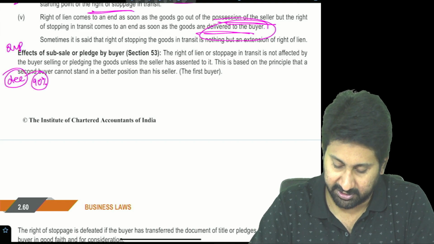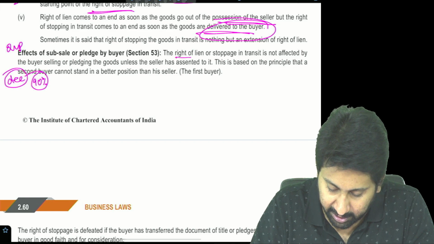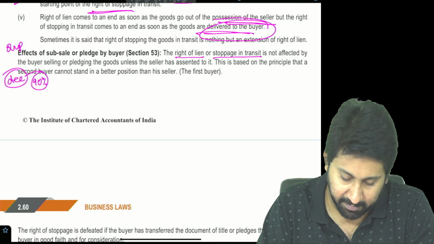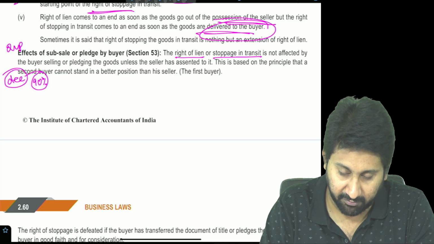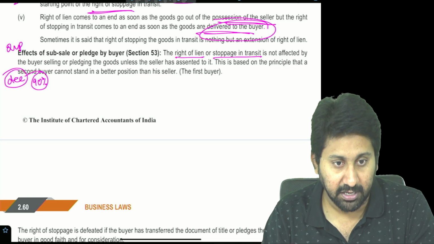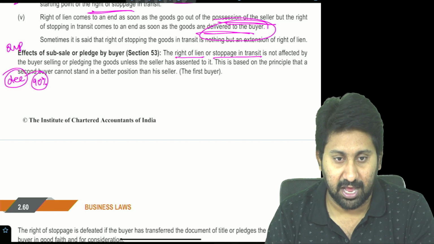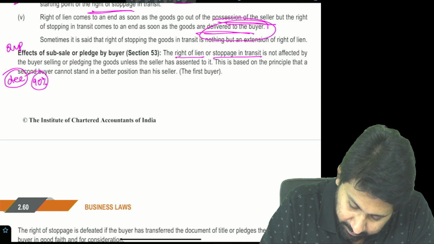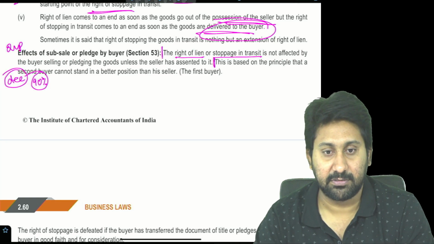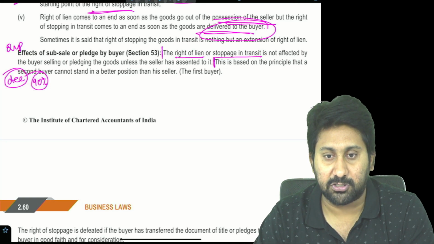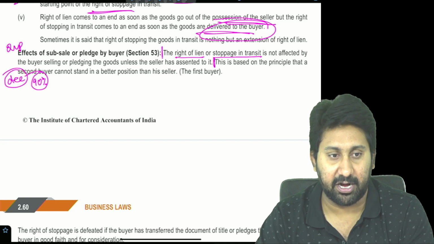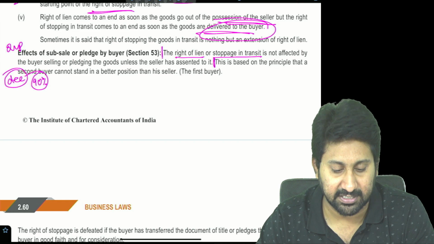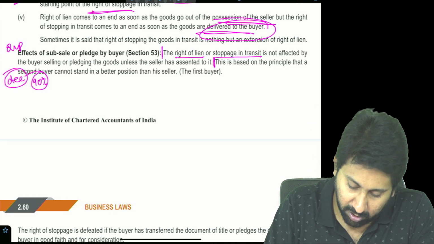Let us see what this is. The right of lien or stoppage in transit is not affected by the buyer selling or pledging the goods unless the seller has assented to it. Okay, stop there. Read this again. Sir, what does it mean?